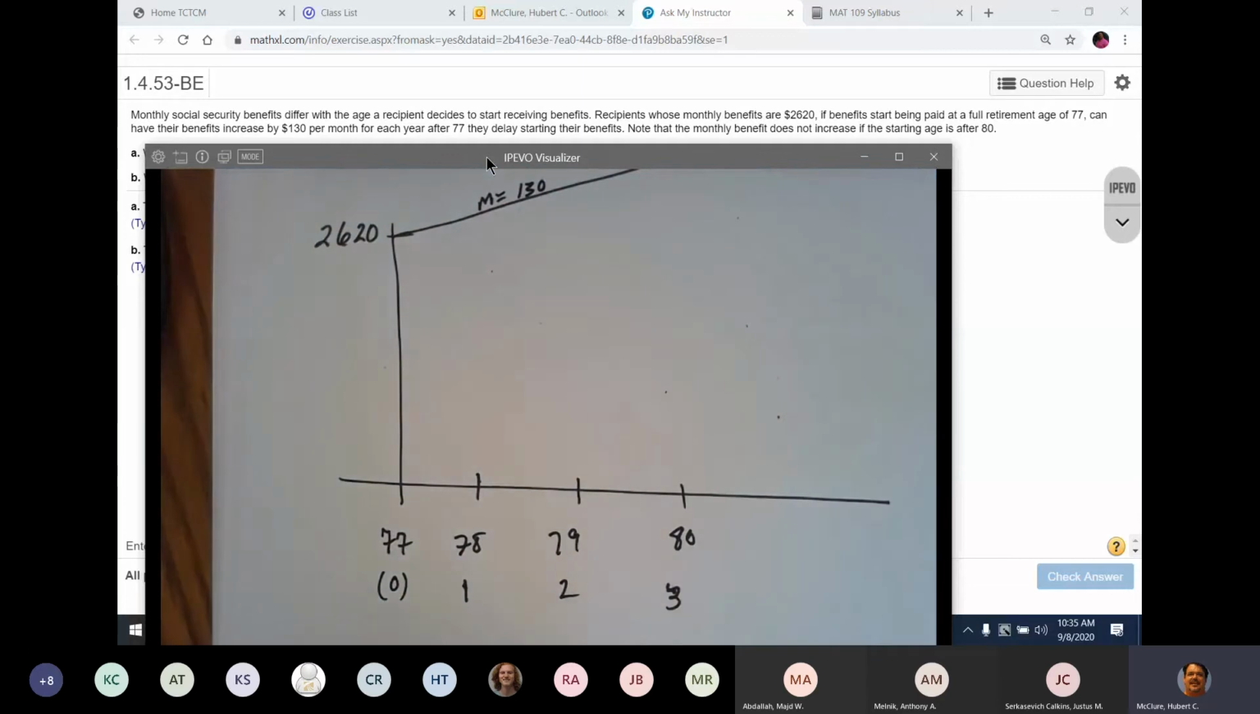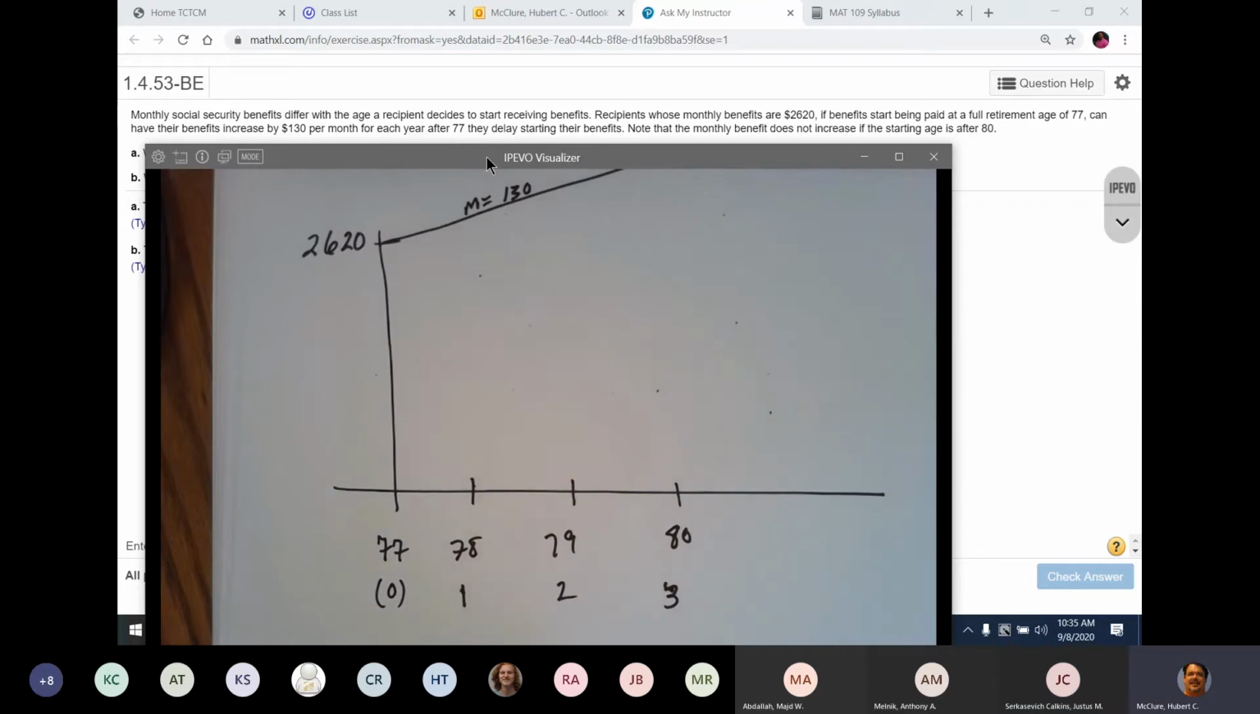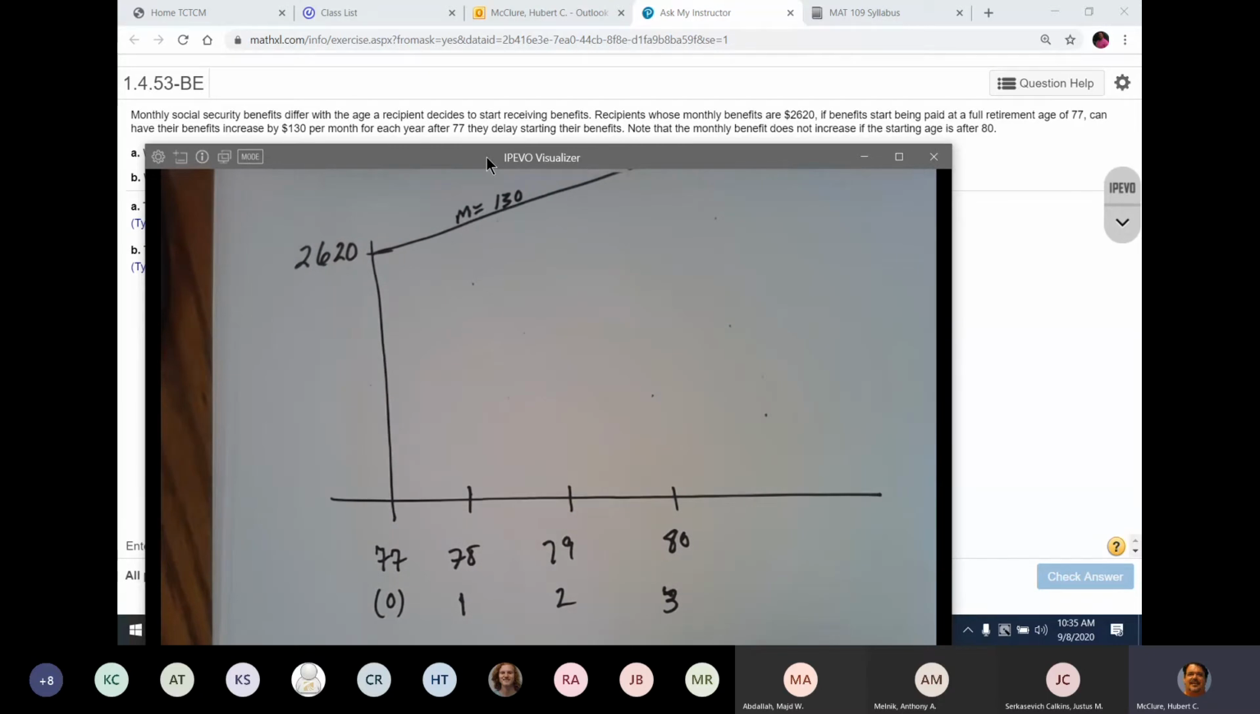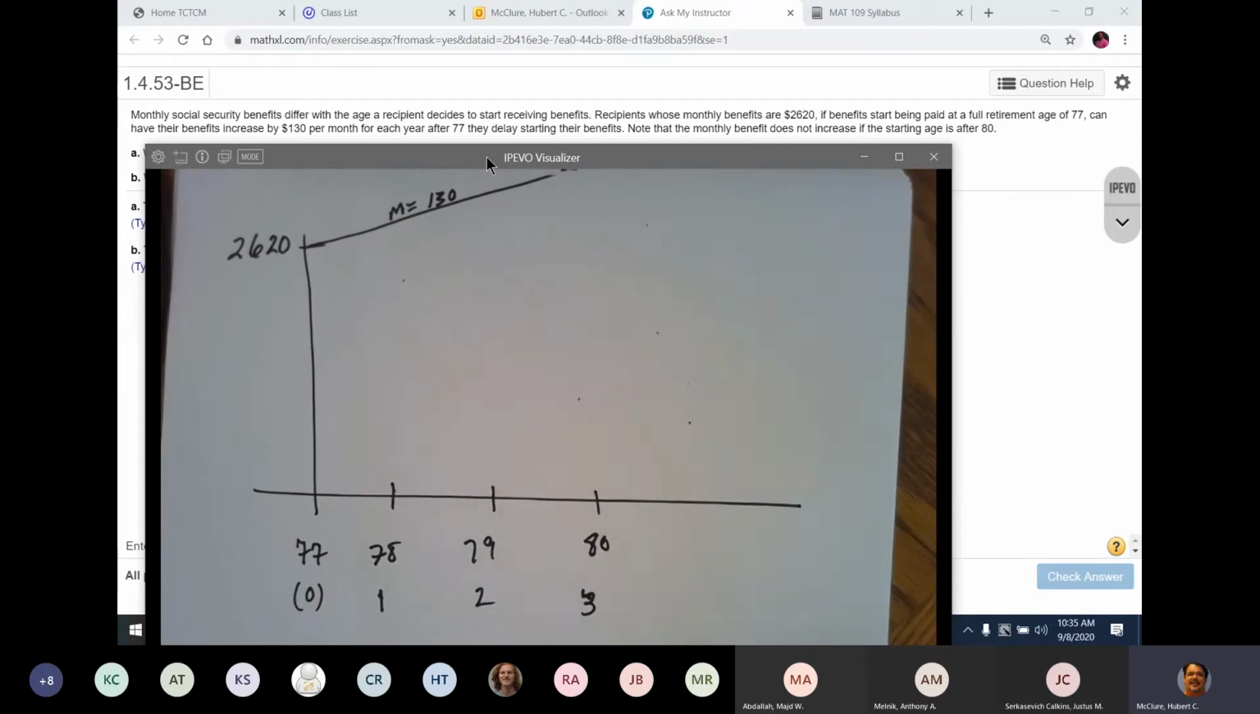So therefore, y minus 2620 is equal to 130 times x minus 0. And that will give you 2620 coming over. That's going to give you y is equal to 130x plus 2620. But they're saying the answer is almost double that.